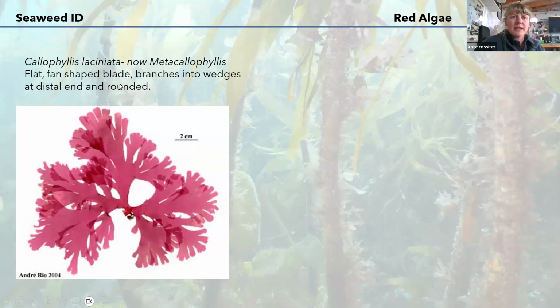Okay, Callophyllis laciniata is now called Metacallophyllis. I think it's still called Callophyllis in the Seaweed Search book, though, to double check. This is a very beautiful one. It can be found as an epiphyte, like growing on other seaweeds or on the bedrock. It has kind of a fan shape to it, and it branches into wedges at the end right here. See?